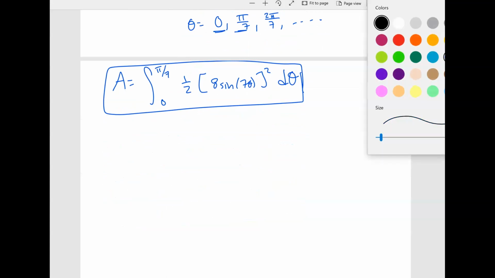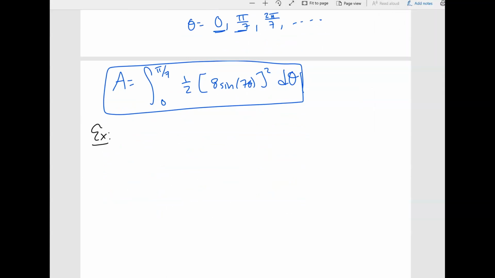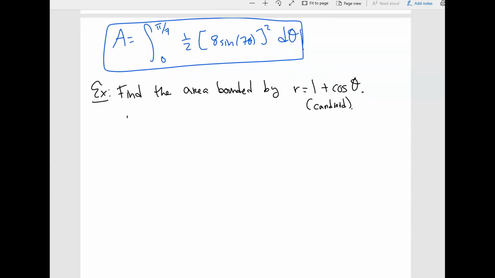Okay. Now let's try this one. Find the area bounded by r equals 1 plus cosine theta, which is basically a cardioid. One thing that you can do is that this one's really easy to draw. Remember that this is basically a heart shape attached at the positive x-axis. So it kind of looks like this. It looks kind of like that, and it's symmetrical.